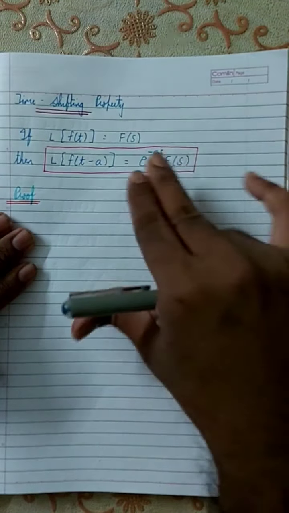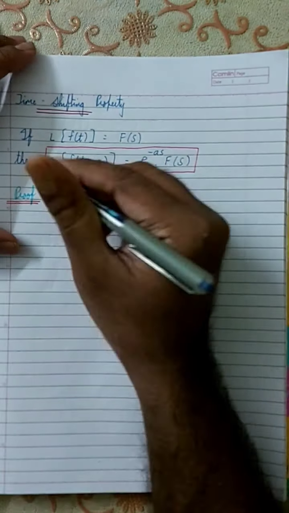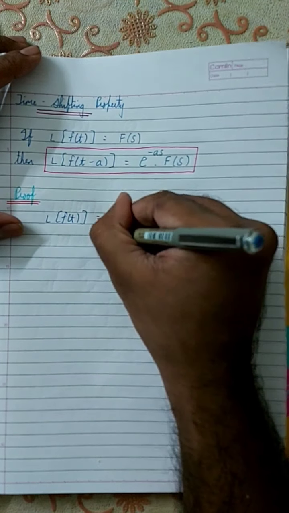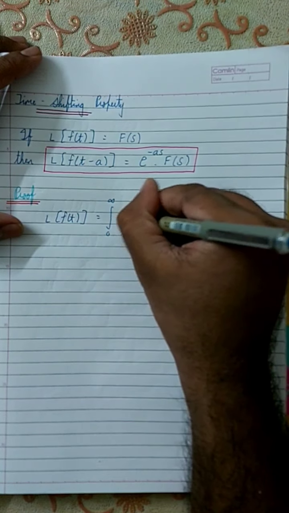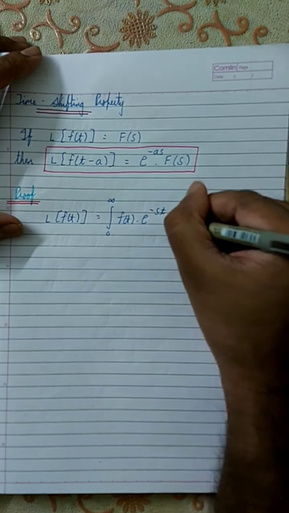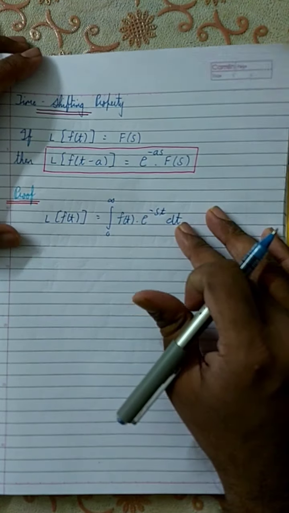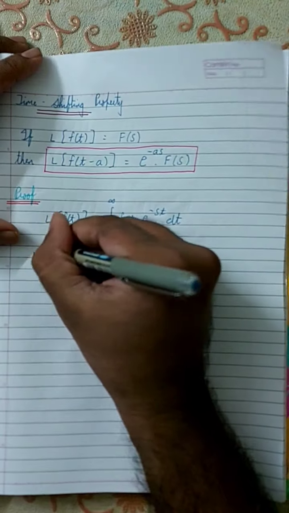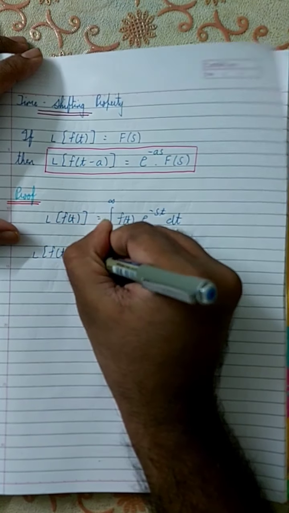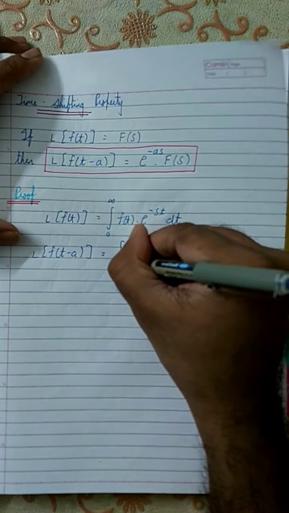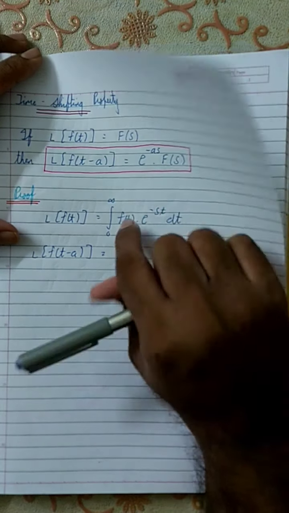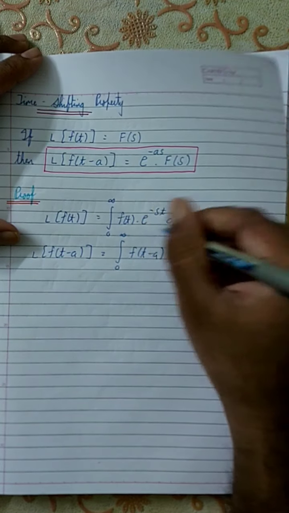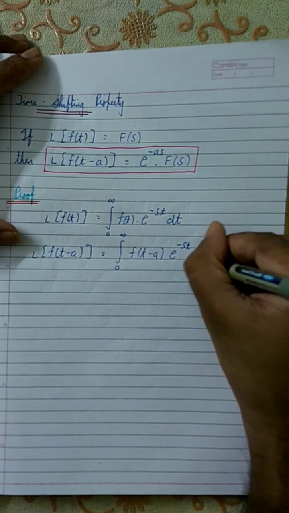Here I'm going to show you the proof of this property. We know that the Laplace transform of f of t is equal to the integral from 0 to infinity of f of t into e raised to minus st dt. Now I'm going to replace f of t with f of t minus a. The Laplace transform of f of t minus a is the integral from 0 to infinity of f of t minus a, with the rest the same, e raised to minus st dt.